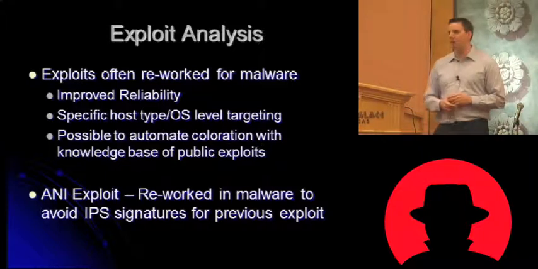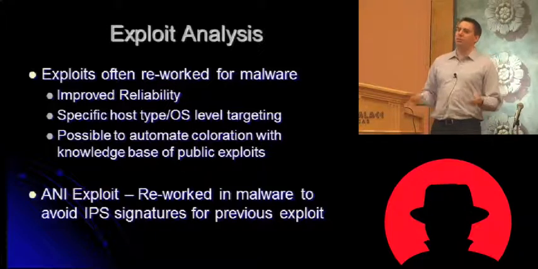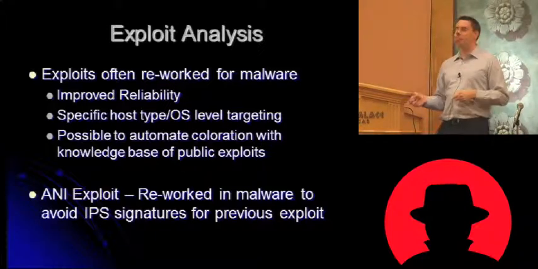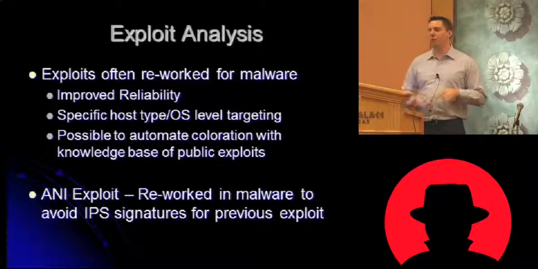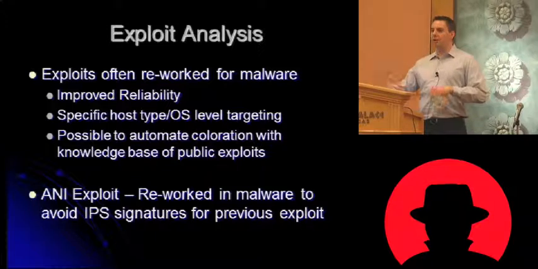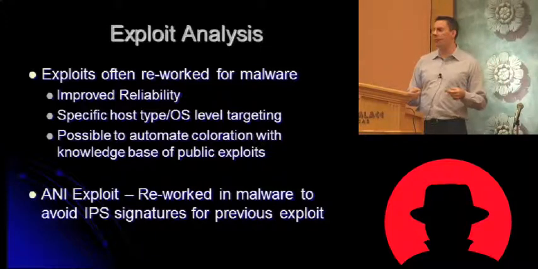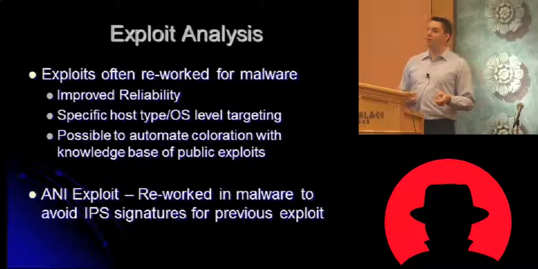A really good example of this is the ANI exploit a few years ago. This was a buffer overflow in Microsoft's animated cursor file format, and it was worked into a piece of malware. And what happened is 5 years before that, or maybe it was 4 years, there was another vulnerability in exactly the same file format, and everyone deployed IPS IDS signatures. And so what happened was, all of a sudden, there was this ANI exploit, very, very robust, but the 5-year-old IPS IDS signatures, it just so happened that they blocked the new attack as well.